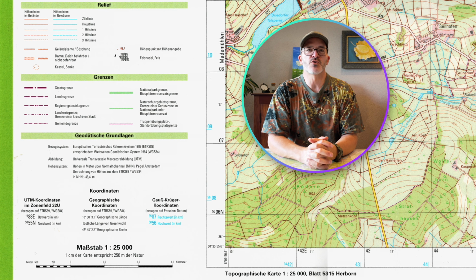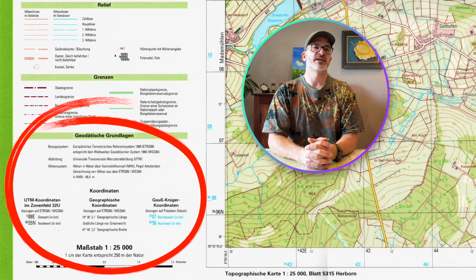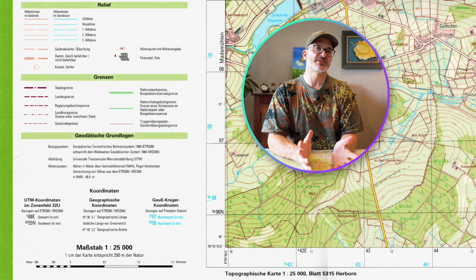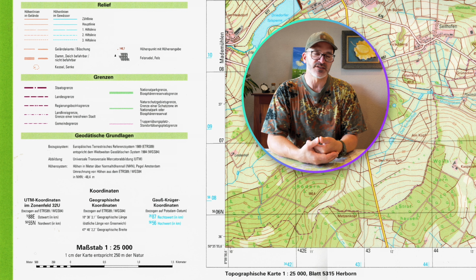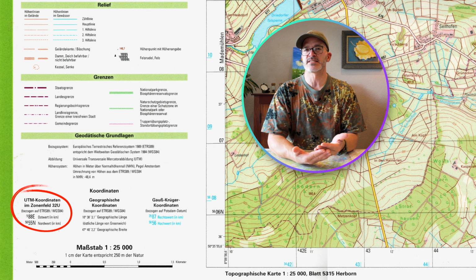Take a look at this excerpt from a 1 to 25,000 topographic map in Germany. In the lower left-hand corner of the margin, we find a section commonly referred to as the grid note. The grid note contains information related to the map datum, the type of coordinate system, and the elevation datum. It's also where you will find the grid zone designator if it's using the UTM system.